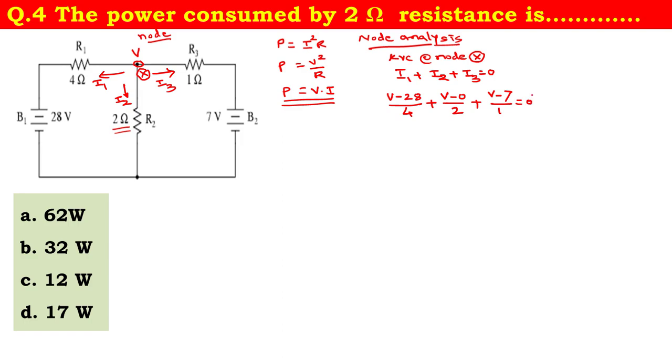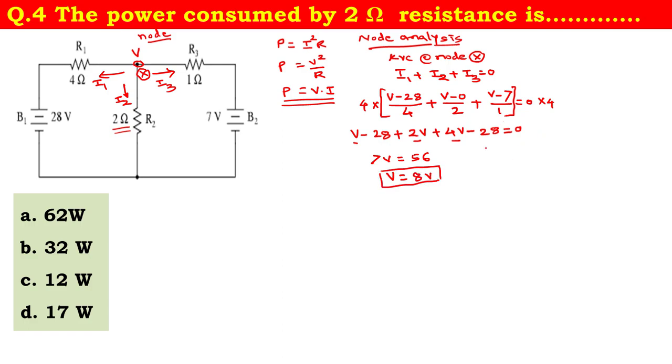If I take the LCM, which means I multiply this entire equation by the LCM 4, what you get is V minus 28 plus 2V plus 4V minus 28, that is equal to 0, because when I multiply with 4, my right side is still 0. So V plus 2V is 3V, plus 4V is 7V, equal to 56. So V is equal to 8 volt.